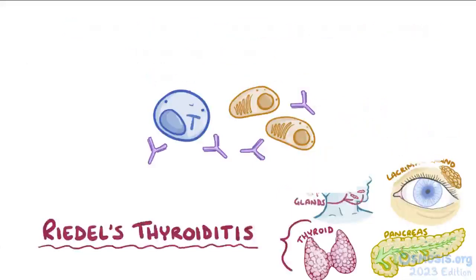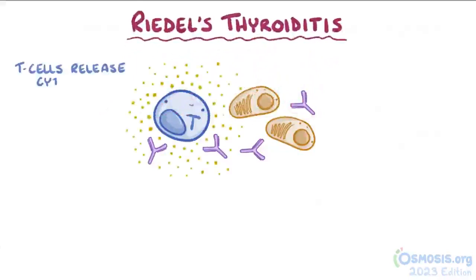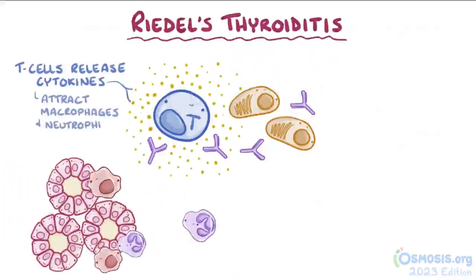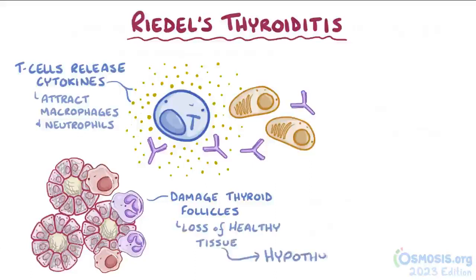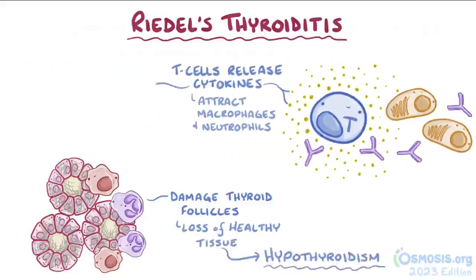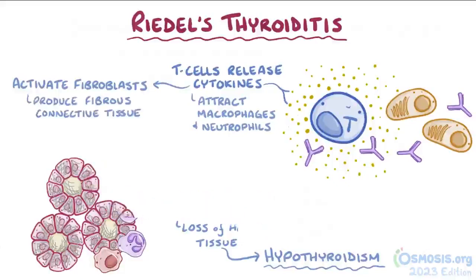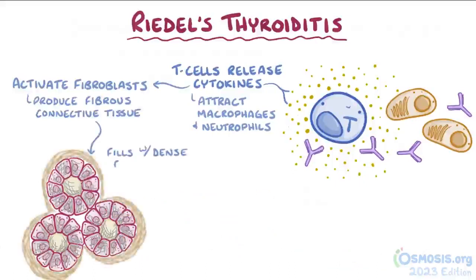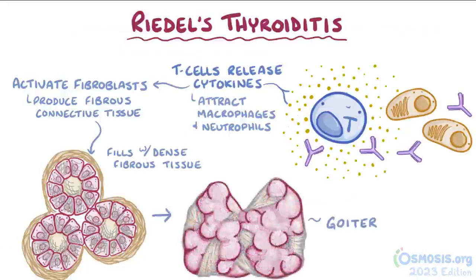In Riedel's thyroiditis, we don't know what IgG4 antibodies do exactly, but we do know that the T cells release cytokines that attract macrophages and neutrophils, which in turn damage the thyroid follicles. Over a period of weeks to months, the loss of healthy thyroid tissue eventually leads to hypothyroidism. The cytokines also activate fibroblasts, which are cells that normally reside in the tissue between follicles. Fibroblasts produce fibrous connective tissue, and when they're activated chronically, they generate so much protein that the thyroid gland simply fills up with dense fibrous tissue, making it large and hard. The enlarged thyroid gland is called a goiter.